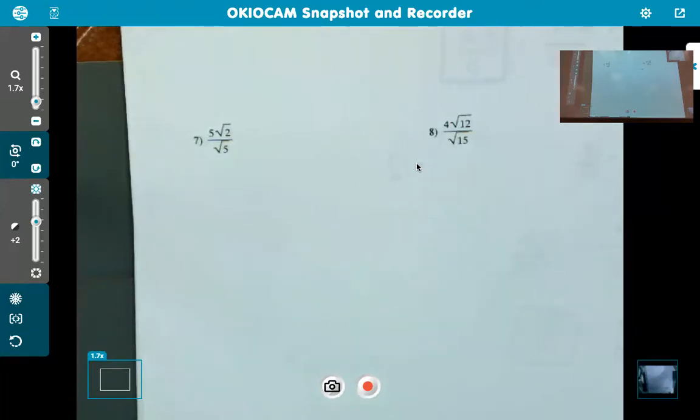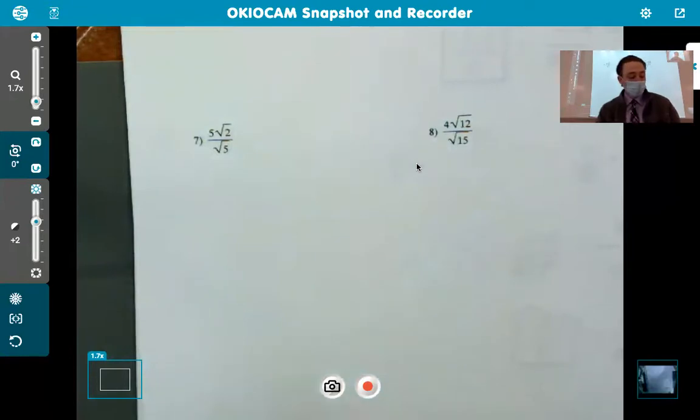All right, let's go over this one. So it'd be root 5 times root 5, which is just 5. So it's close. And we multiply the square roots together, it's 1 inside. So it'd be 5 root 10 over 5. All right.